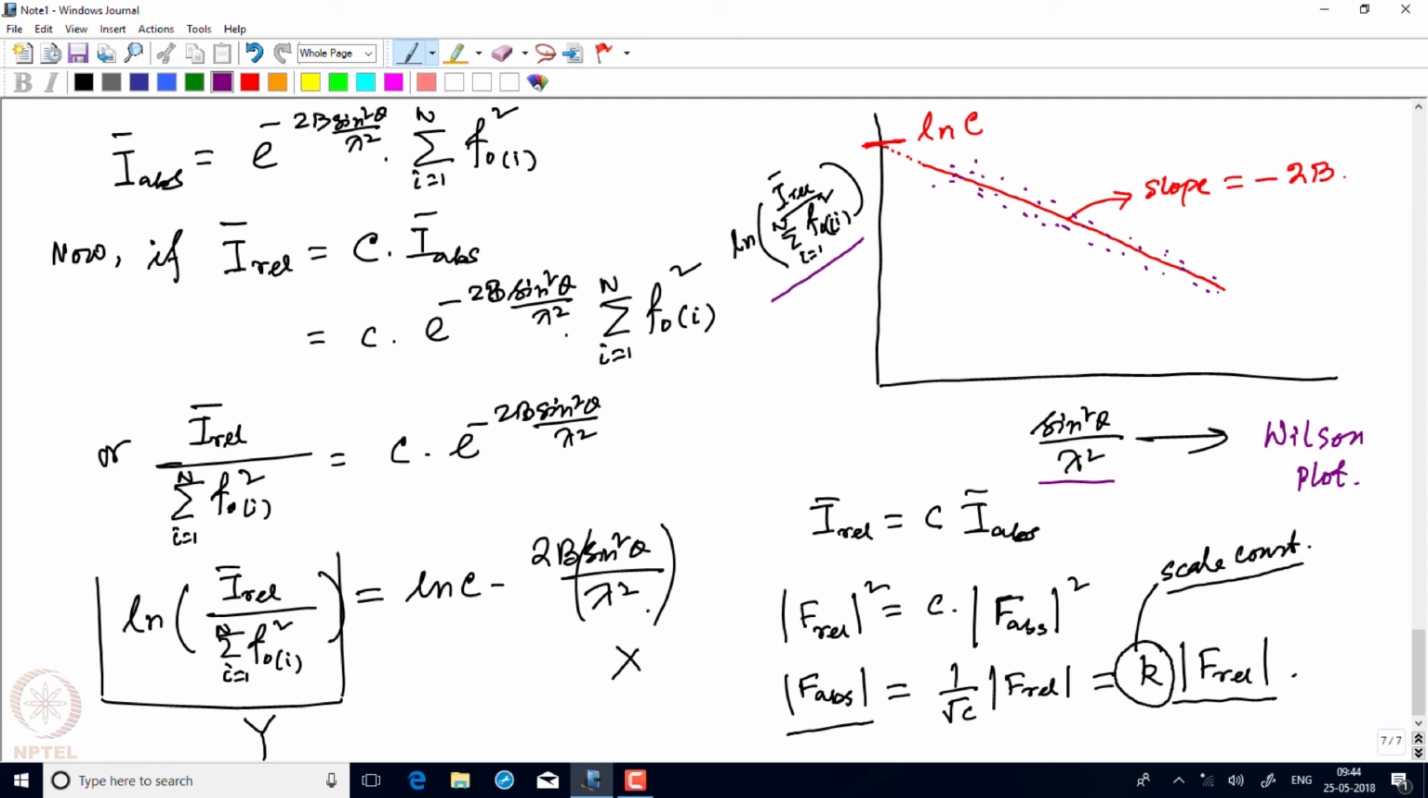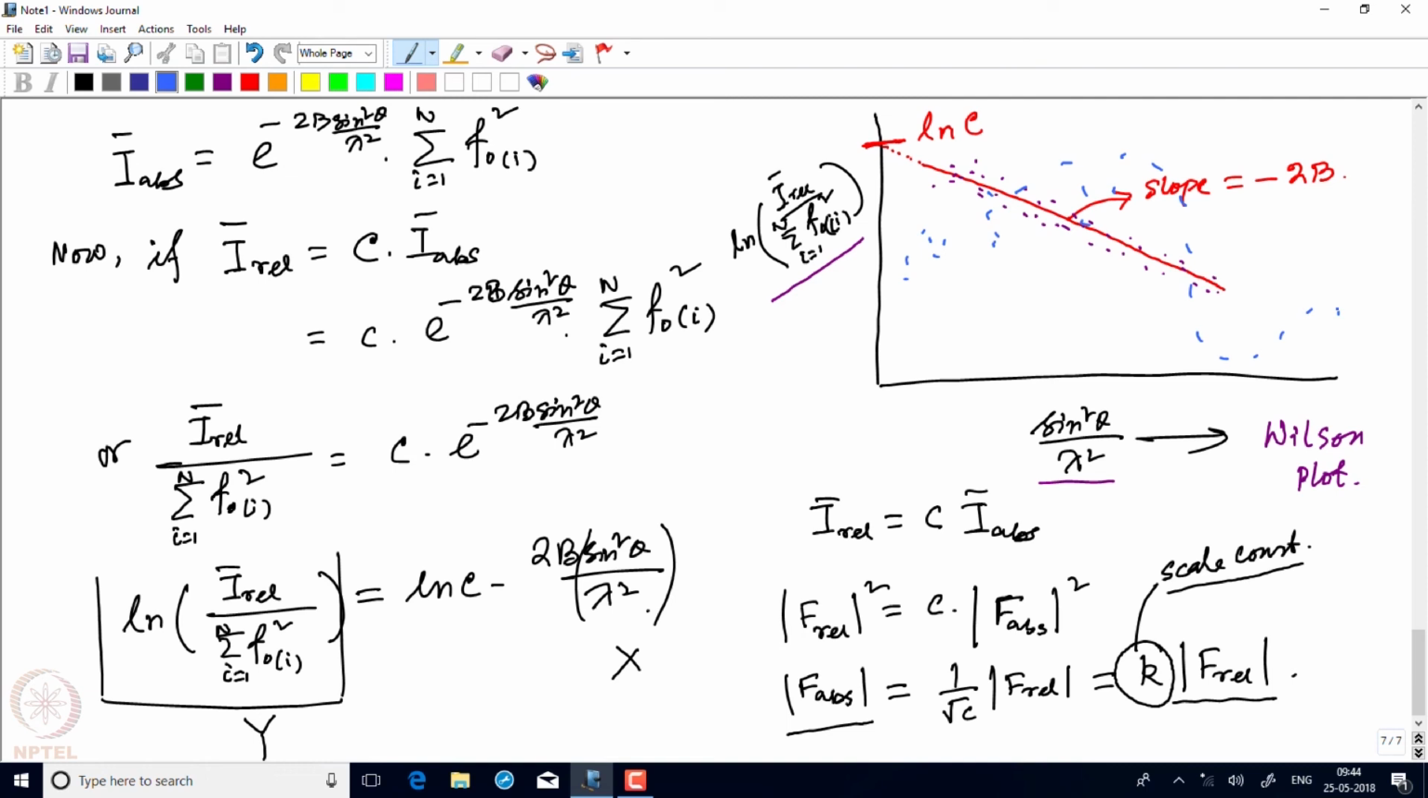If in case we encounter a data set where the intensities are scattered like this and a best fit straight line cannot be drawn, that means there must be something wrong in the data. Probably you have not determined the unit cell correctly, and you are not considering the required number of atoms inside the unit cell and so on. So, those parameters need to be checked at the time of data reduction.